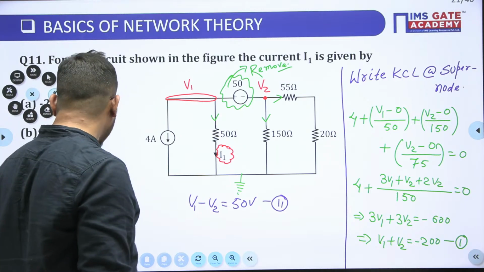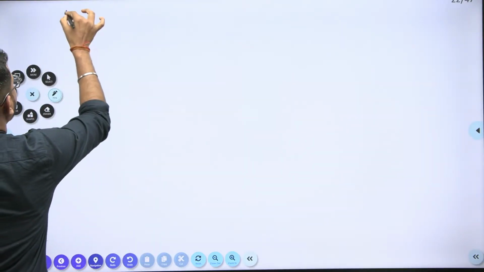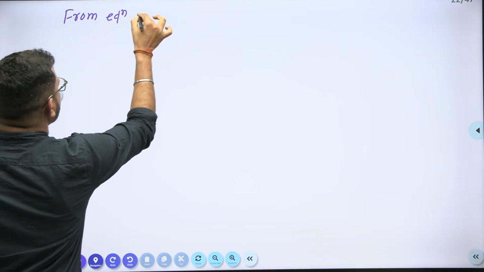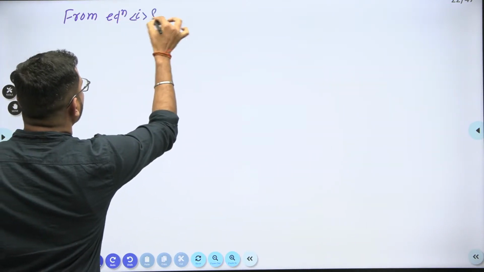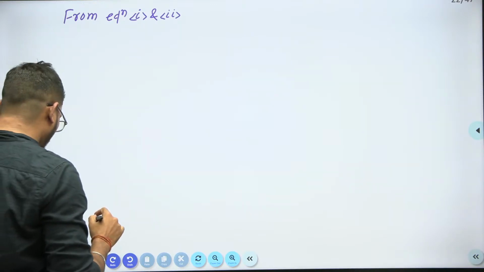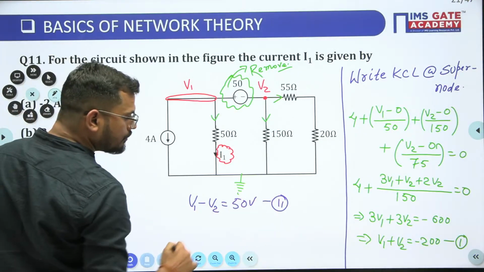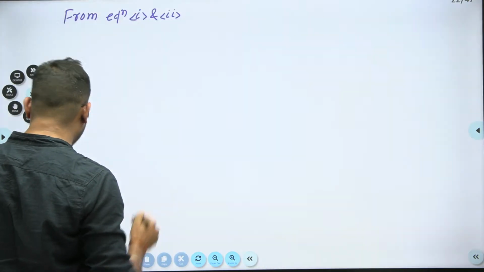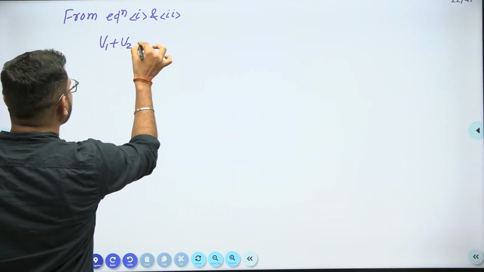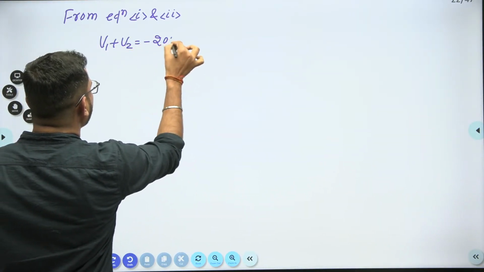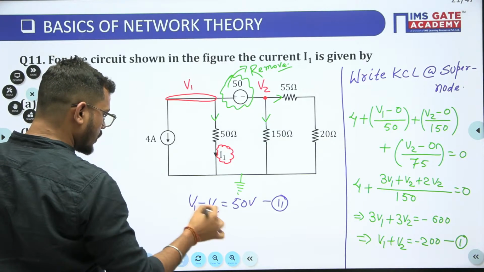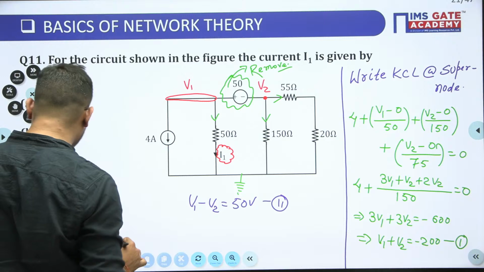So let us write, from equation 1 and 2, what we have: V1 plus V2 is equal to minus 200, plus V1 minus V2 is equal to 50.